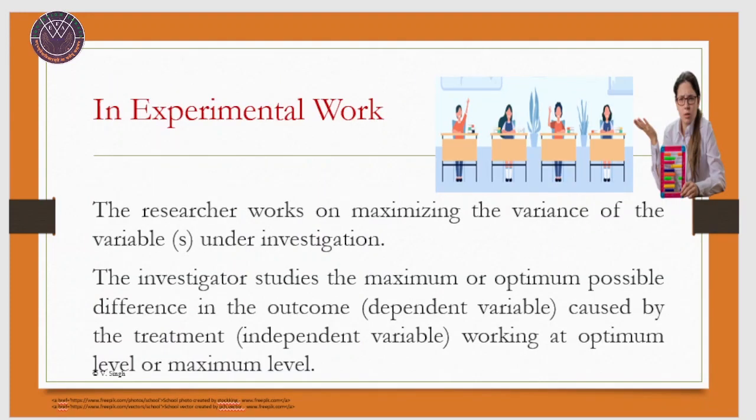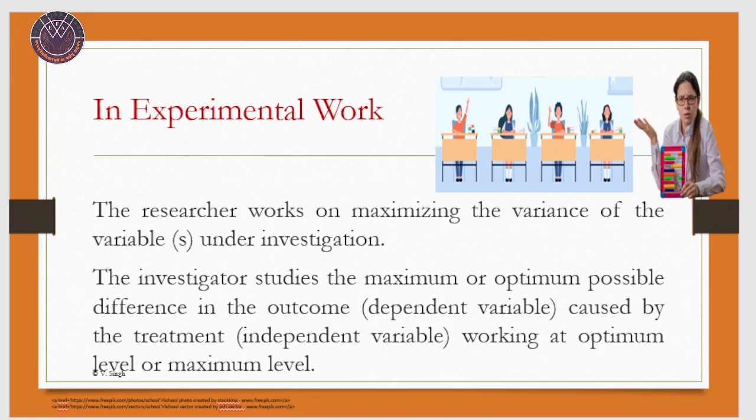It is quite true that in any experimental work, the researchers try to work on maximizing the variance of the variable. The investigator studies the maximum or optimum possible differences in the outcome, that is, on the dependent variable, caused by the treatment, that is, due to the maximum or optimum changes in the independent variable, and how it is going to affect the dependent variable.